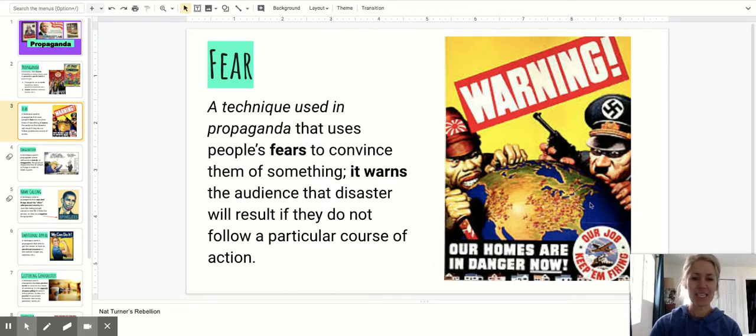So there are different techniques in propaganda, and one of them that's used a lot is fear, and often around wars. It's warning the audience that if you don't follow the way we should, then there'll be a disaster. And this obviously says warning, and we can tell this is a Nazi symbol, this is Japan, so we know this is World War II, and it's saying our homes are in danger now. So our job is keep them firing. So it's convincing you like we need to fight against these guys because they'll take over our homes and it'll be terrible. So it's using fear.